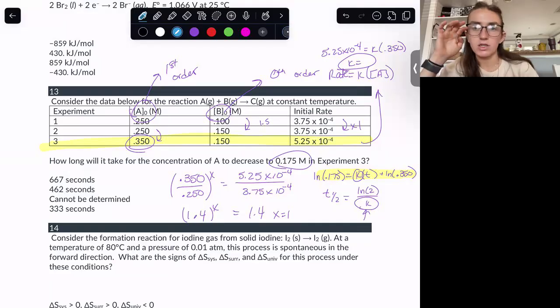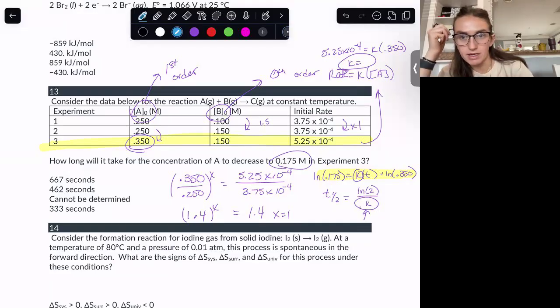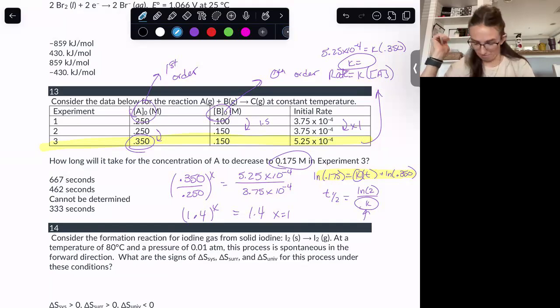Okay, and then Charles, are you asking about the question from exam 3? What was that? Question 10 or 11? Yeah.